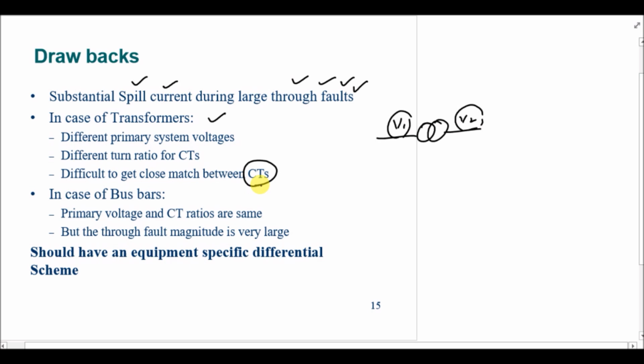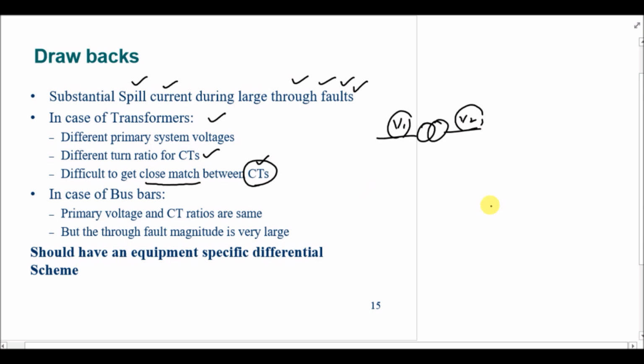What we can do is try to operate the CTs as close as possible to the rated burden, so that they are closely matched and there is very small error between the two CT measurements, right? Different CTs will have different errors, and due to that we will not be able to get a close match. And if we don't have a close match, it means that there will be a large spill current in case of through fault currents, right?